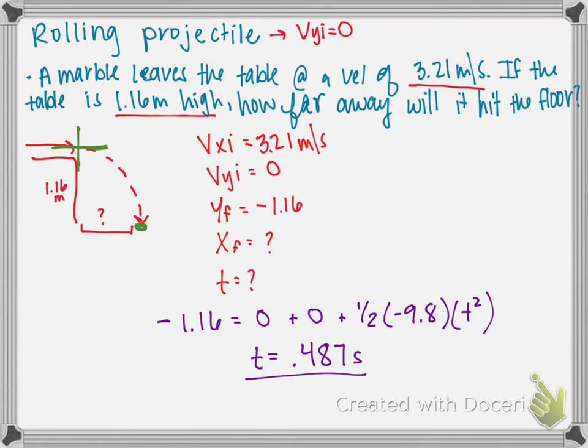That's what I had for my time. I don't know if yours was something close to that or not. Then I can go ahead and solve for x final by taking 3.21 times 0.487. And that gives me 1.562 meters.